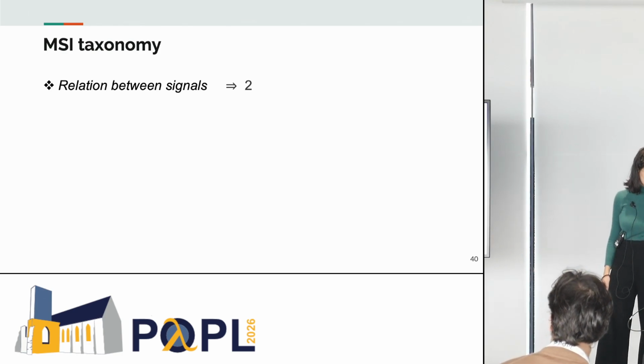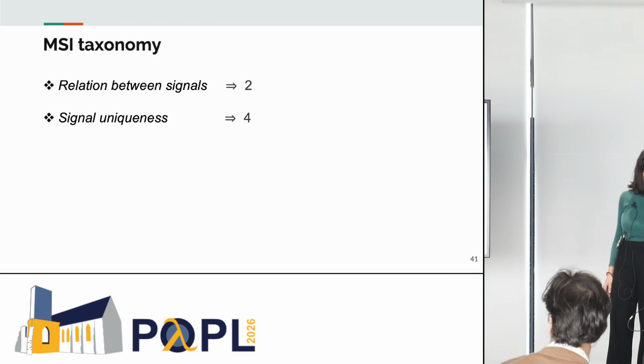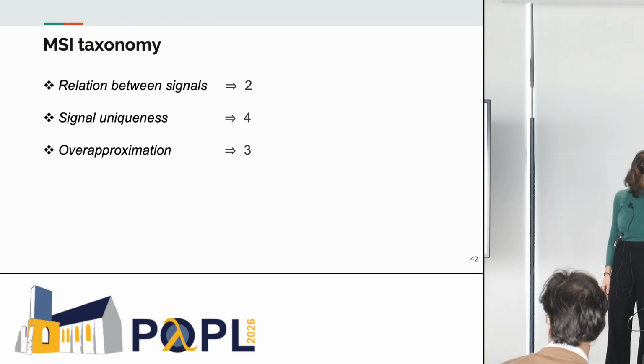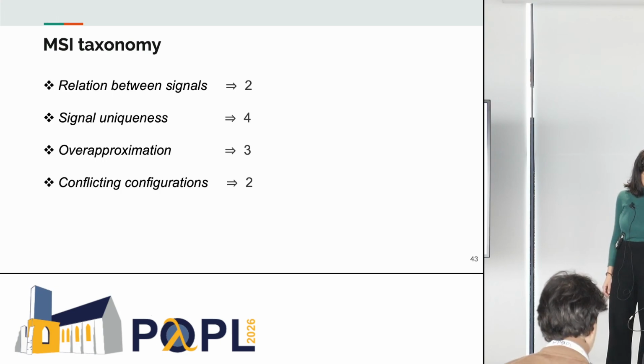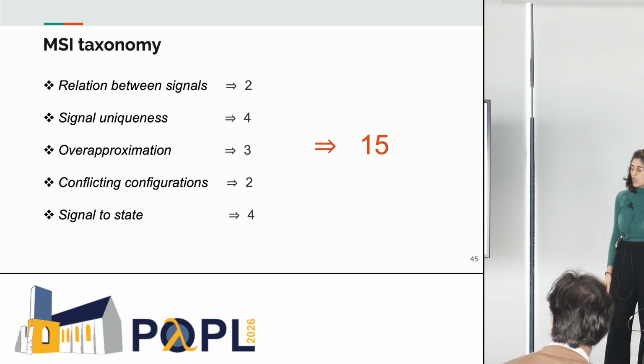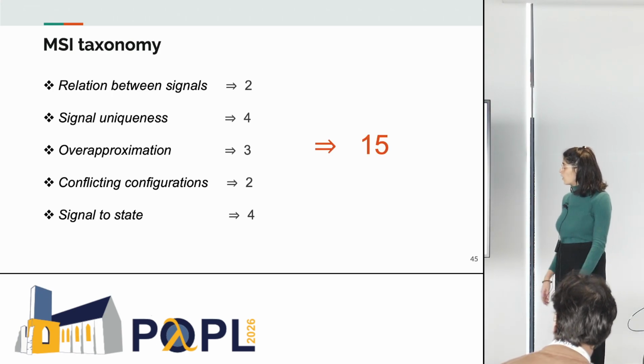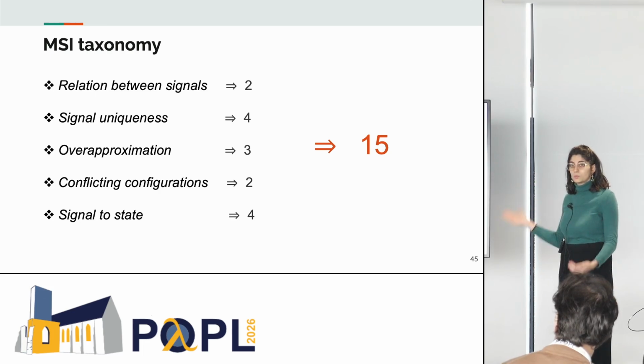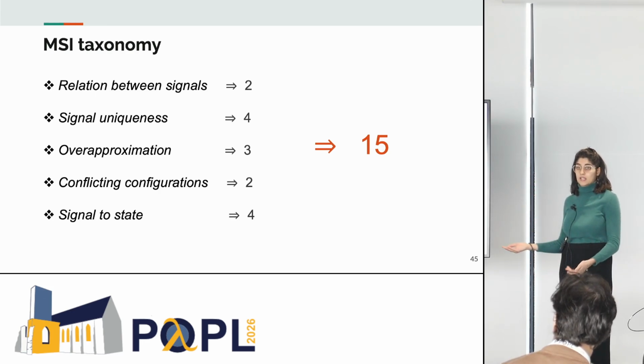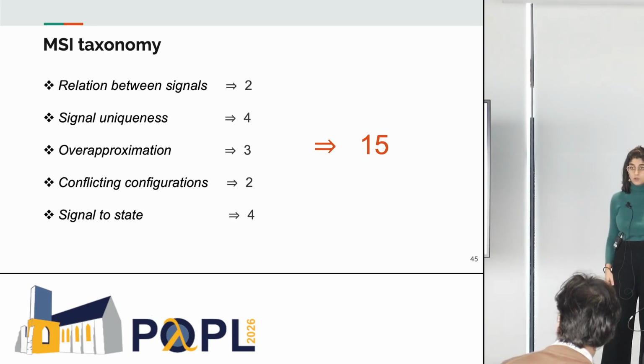So if we apply these 5 different classes to our MSI, we realize that we just need the 2 properties of the type relation between signal, 4 of the signal uniqueness, 3 over approximation, 2 conflict configuration, and 4 signal to state. So with a total of only 15 properties, we are able to prove the correctness of our MSI protocols, compared to hundreds of properties of the state of the art.